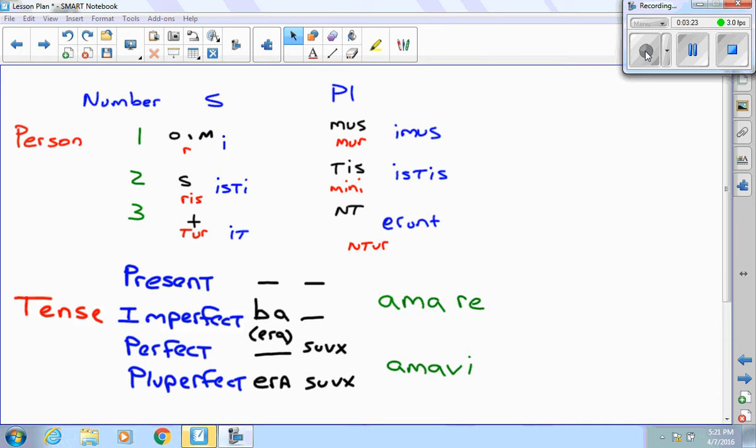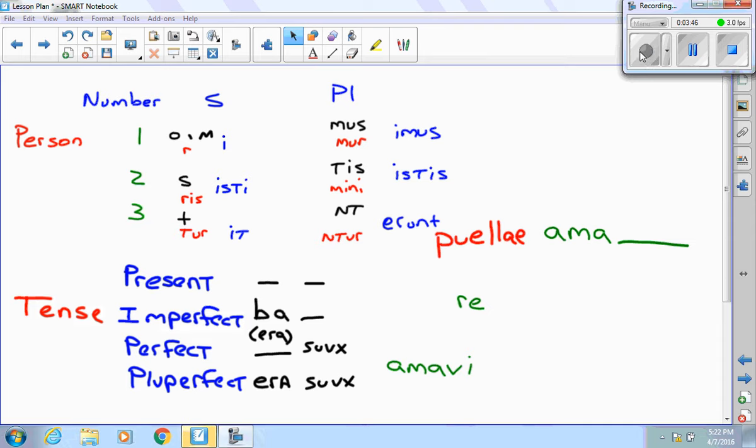And I do want to go over something with you very quickly. If I give you a subject, for example, if I give you puella here, and I don't give you the ending, but I do give you the noun, you would have to decide that, oh, well, puella belongs to the third person and singular. So you would choose the letter T to complete that underline.